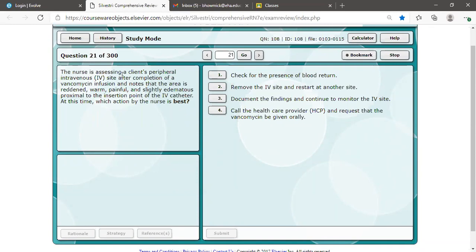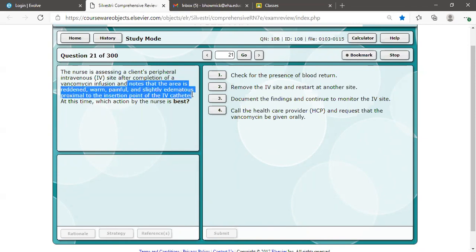The nurse is assessing a client's peripheral intravenous site after completion of a vancomycin infusion, and notes that the area is reddened, warm, painful, and slightly edematous, right, at the insertion site of the IV catheter. So it is very clear and easy, mentioning the signs and symptoms of inflammation of the vein, and this is called phlebitis.